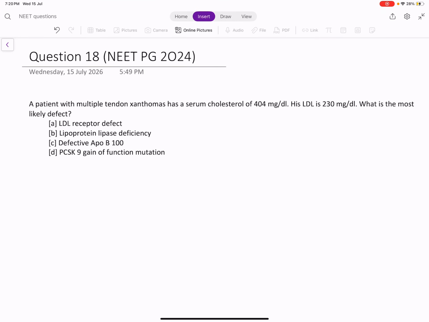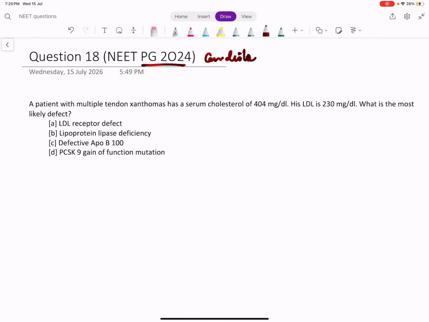Continuing with your previous year NEET question. So another 2024 question on cardiology. It's a dyslipidemia question. A patient with multiple tendon xanthomas has serum cholesterol of 404 milligrams per deciliter. His LDL is 230 milligrams per deciliter. What is the most likely defect?